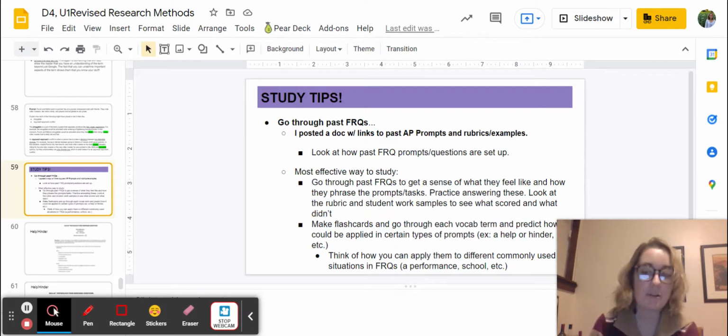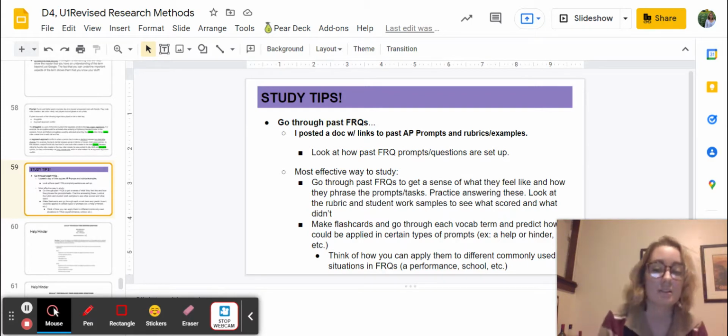I'm not going to spend all this time going through past FRQs, but I have a whole doc in which I linked past AP prompts with rubrics and examples. It's a good idea to look through the past FRQs because you can get a sense of what they asked for. A really good way to study vocab terms is to think, okay, how could this be applied to an FRQ? Oftentimes FRQs ask you to say how a term would help or hinder someone. So you can look at vocab terms and ask, how could this be helpful to someone in this scenario? How could this hurt someone in this scenario?